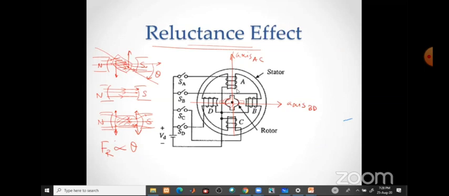Okay, so you just tell me in how many different ways we can get the induced voltage in any machine. Sir, 3 ways, sir. What are the 3 ways? Sir, either there is some motion of the conductor placed in the field, or there is an alternating changing flux, or both.